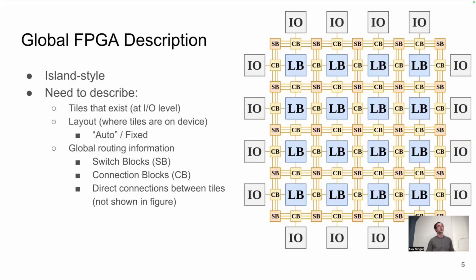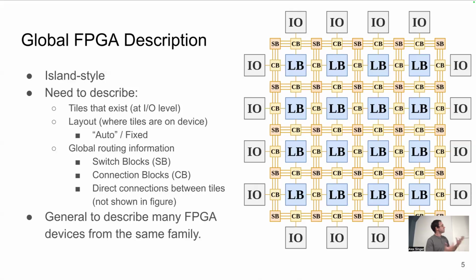And then finally, there are also direct connections. These are kind of a necessity. Let's say this logic block has an adder inside of it with a dedicated carry chain, and that carry chain must go down to the logic block below it. We would see a direct wire going from one tile to the other. These are called direct connections, and I didn't show any in this figure because I didn't want to overcomplicate it.